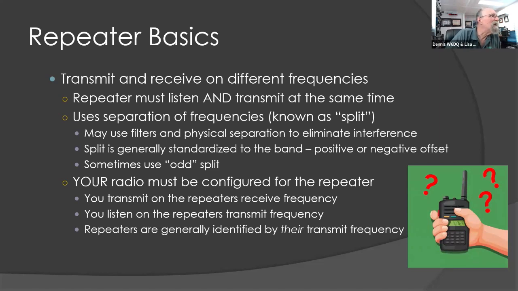But they're generally identified by their transmit frequency, so that if you know the repeater's transmit frequency, you can generally figure out what frequency you're going to be transmitting on, depending on where it is in the band, to make sure that the transmit frequency is still in band, and especially in the segment that's assigned to repeaters. So that's what that's all about.